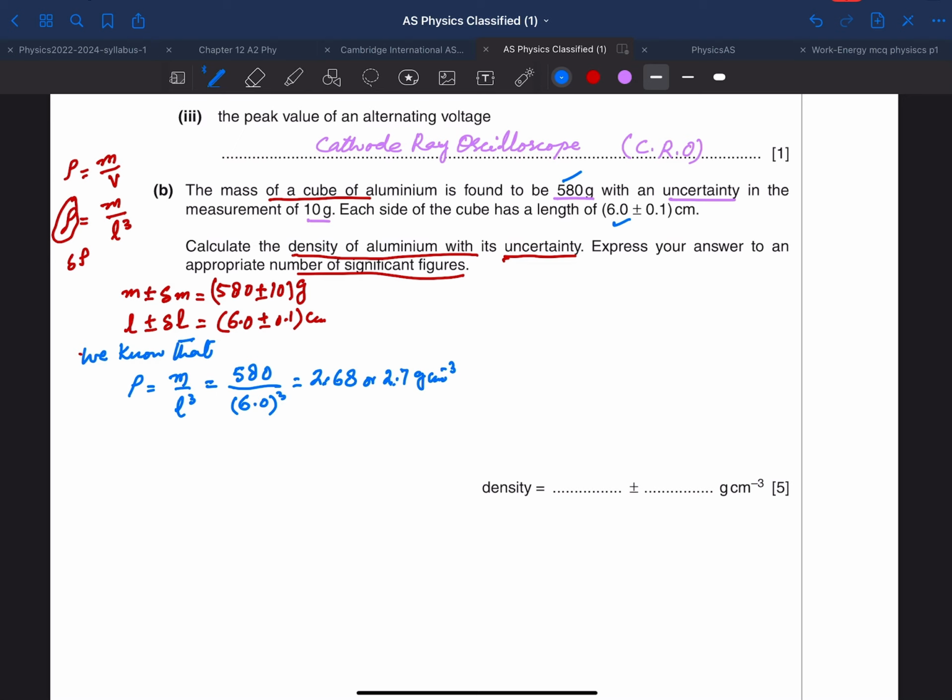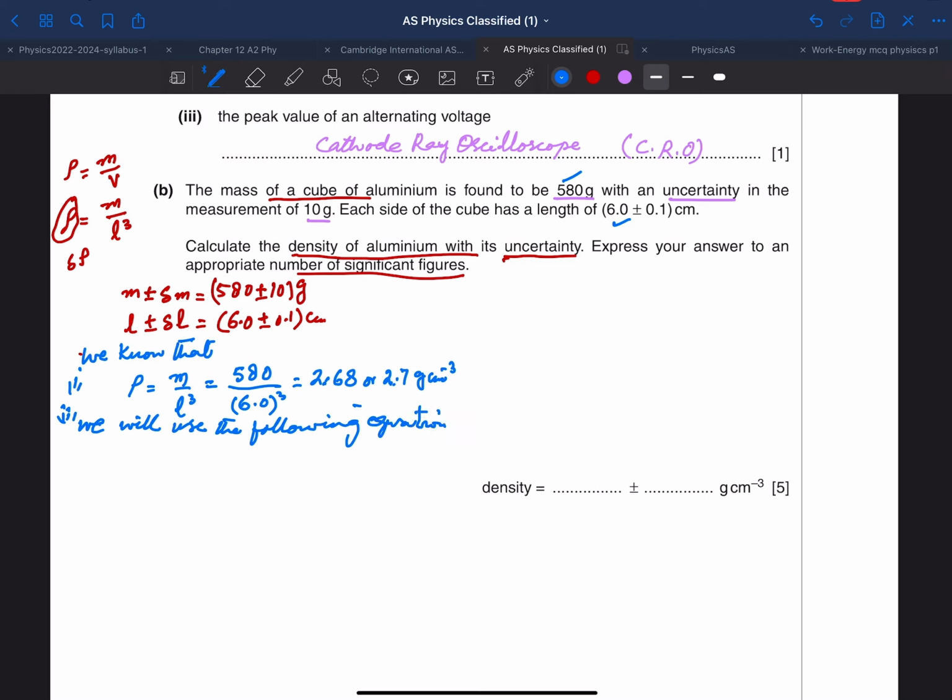Then when you go for another step, which is the calculation for the uncertainty in the density, we will use the following equation.